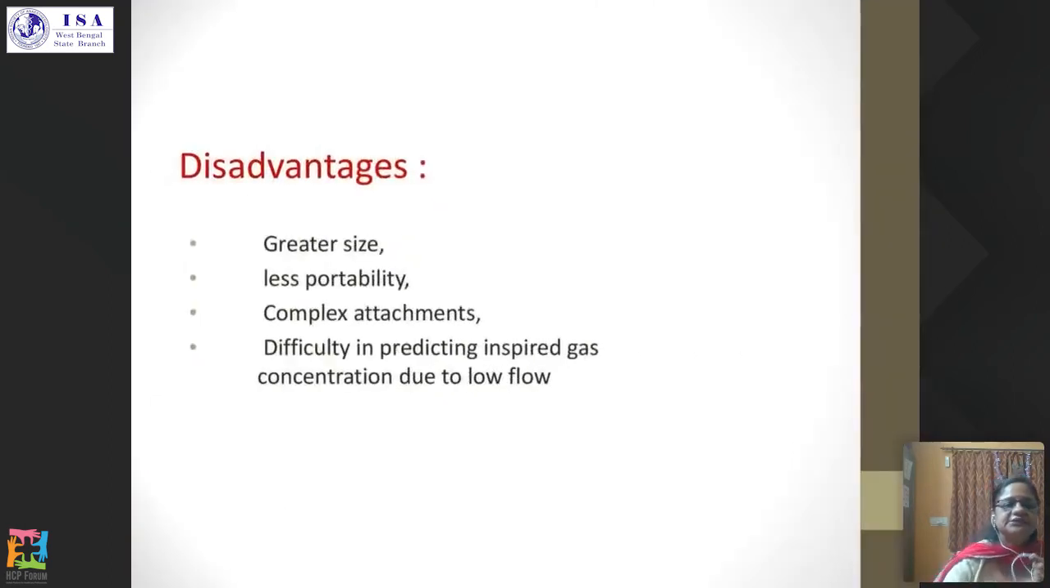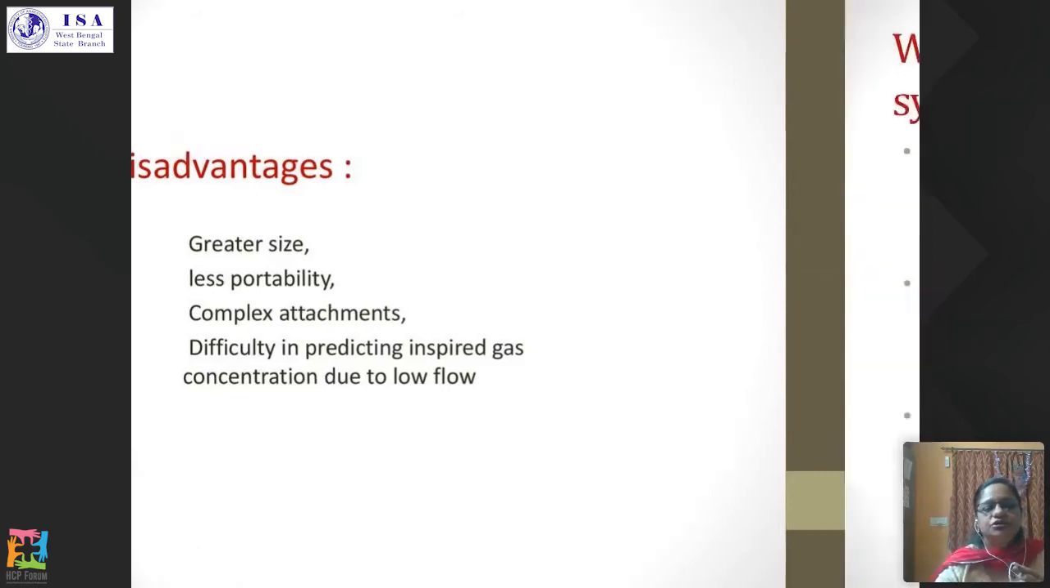Next, what are the disadvantages? There is bulky or greater size, less portability, and it is difficult to carry. There are very complex attachments and difficulty in predicting inspired gas. So these are some disadvantages.